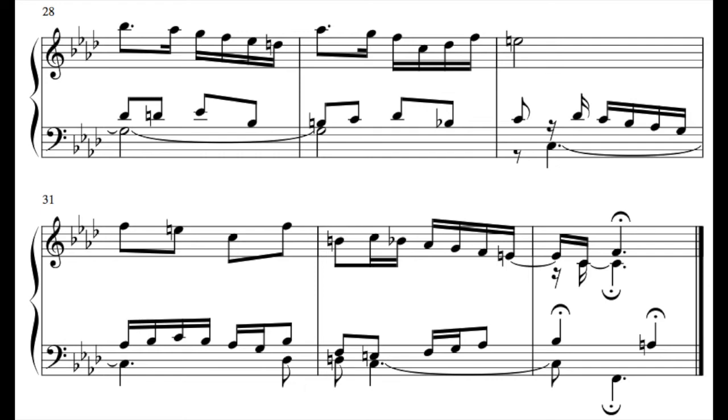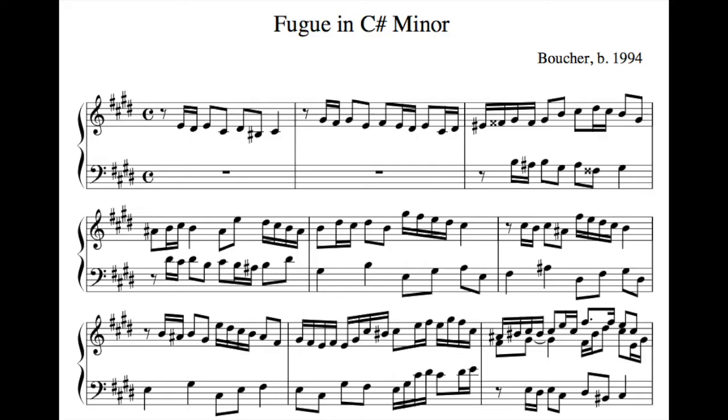So, that was the F minor fugue. So now we're going to look at the C sharp minor fugue, because the concepts are essentially the same, but we're going to be working with not only a different subject, but also a different key.